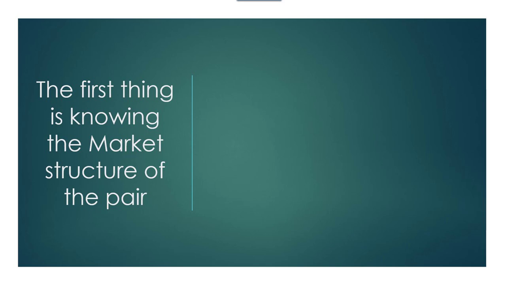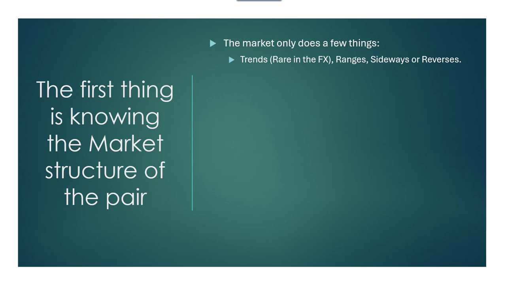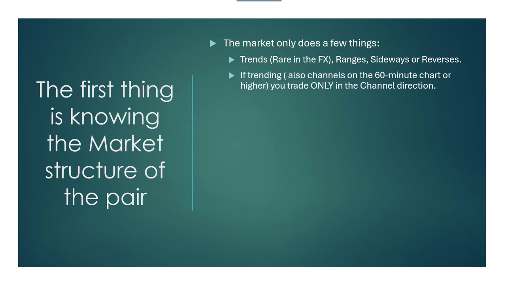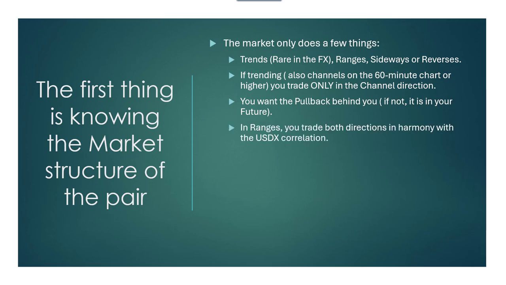The first thing is knowing the market structure of the pair. Well, the market only does a few things. It trends, which is rare in the Forex. It ranges, it does sideways moves, or it reverses. If it's trending, which also includes channels on the 60-minute chart or higher, you trade only in the direction of the channel. All right. You want the pullback behind you. If not, it is in your future. In ranges, you trade both directions in harmony with the dollar index correlation.